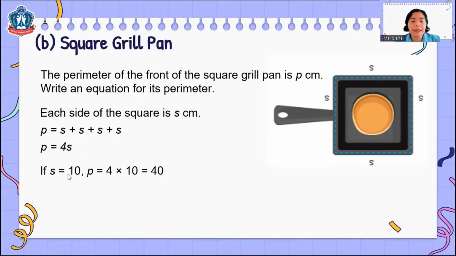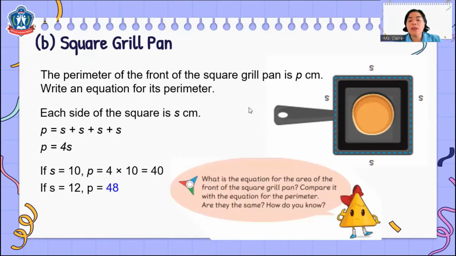If S is 10, it means that the perimeter is equal to 4 times 10. We substitute the S with 10 and that is 40. If S is 12, we will multiply the 4 by 12 and that is 48.